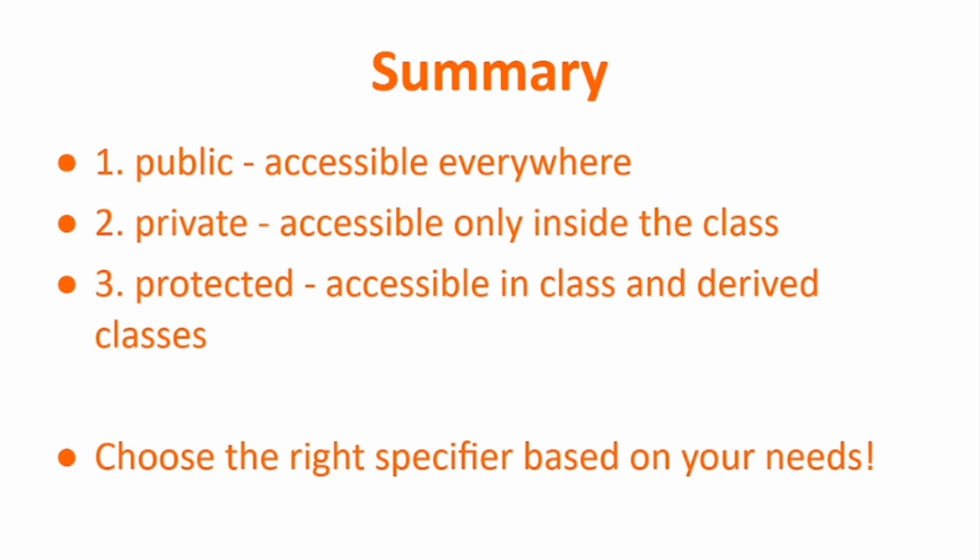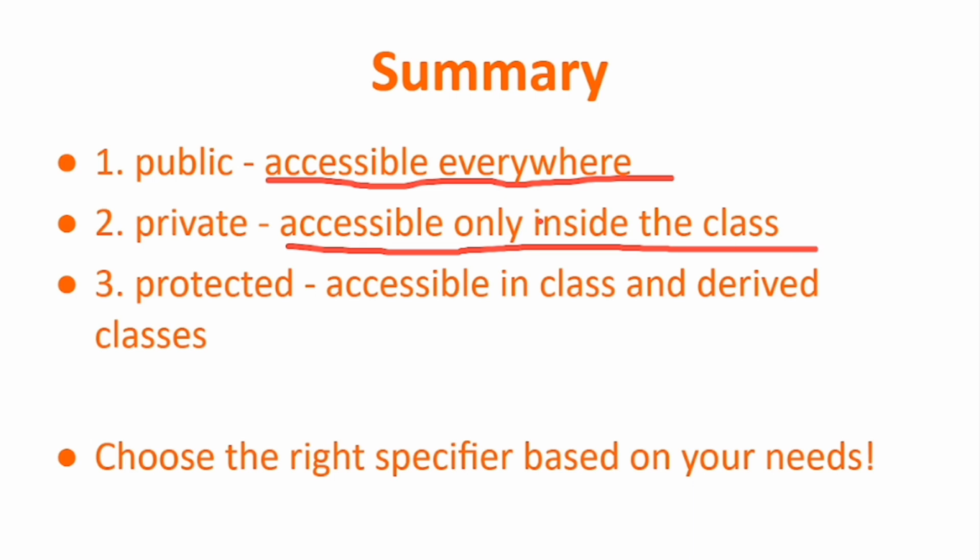The public specifier is the most commonly used, accessible from anywhere. The private access specifier can only be accessed inside the class, not outside the class, and not even inside the derived class. But protected can be accessed inside the class and also in the derived class, like the child class. If you're writing any type of code, you can choose a specifier on the basis of your need and your program flow.